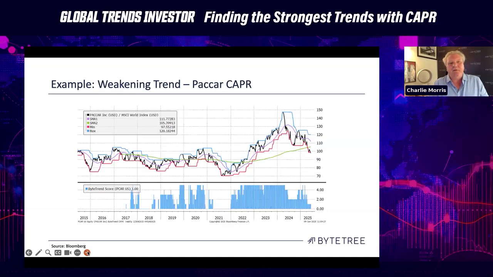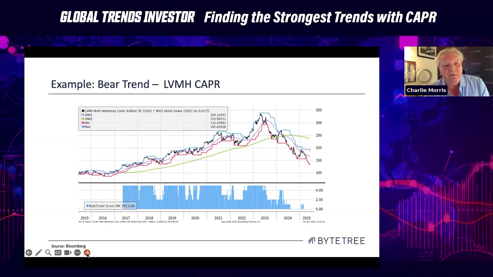Then we've got deteriorating stocks on the bear side, the weakening trend. PACCAR, US truck company, had done very well, 70 to 140. So that means in those 2 years, it had done twice as well as the world index. But now it's got a bit of a hangover and it's coming back. Below both moving averages, one moving average is positive, that one's negative, and touching the min line. So we've got a score of 1.